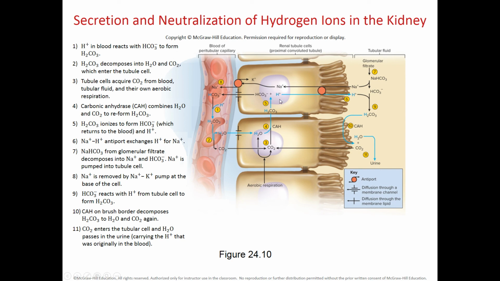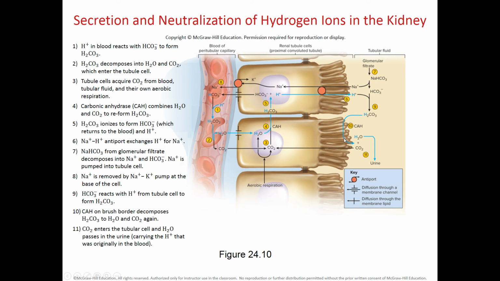You will break down this carbonic acid into bicarbonate ions and hydrogen ions. Hydrogen ions are going to be excreted, while bicarbonate is going to be brought back again into the peritubular capillaries to restart the cycle.